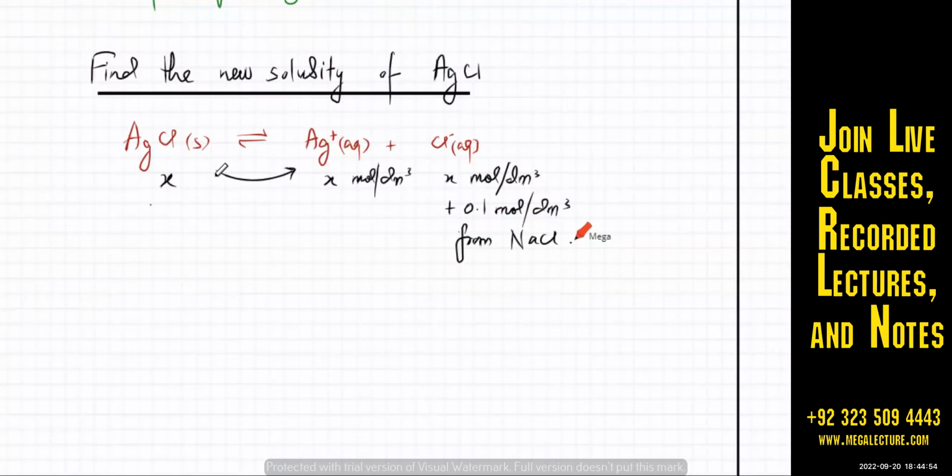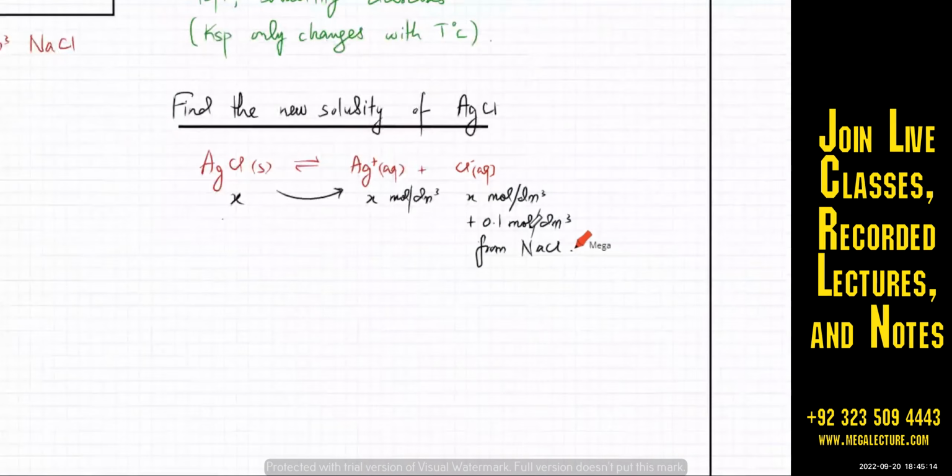So X mole per dm cube dissolved, it ended up forming X mole per dm cube of silver ions and X mole per dm cube of Cl ions, but the solution already has 0.1 mole per dm cube of NaCl. So the quantity of Cl ions is already very high, right? Is this clear? Is this part clear? Sidra, Anna, Alicia, Rizwan, सब clear है?